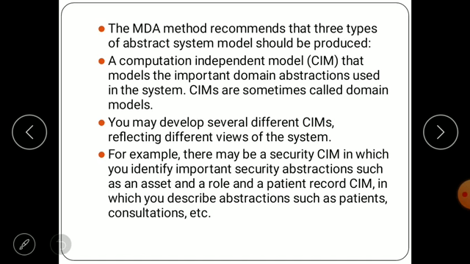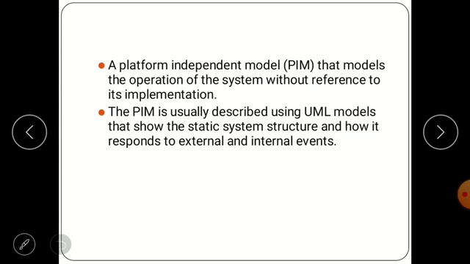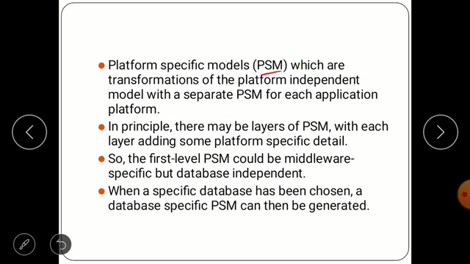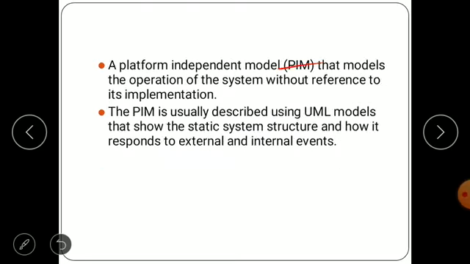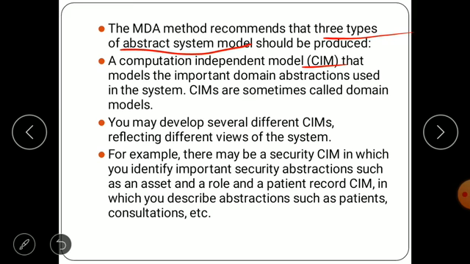Means using this MDA, we are going to recommend three types of abstract system model, which are: first one is CIM, second one is PIM, third one is PSM. First, we are going to discuss CIM. What is meant by CIM?